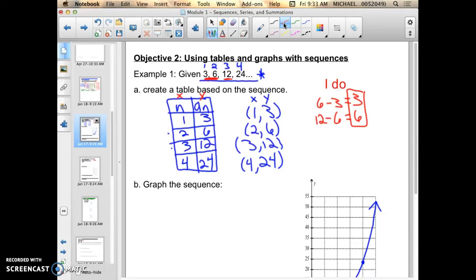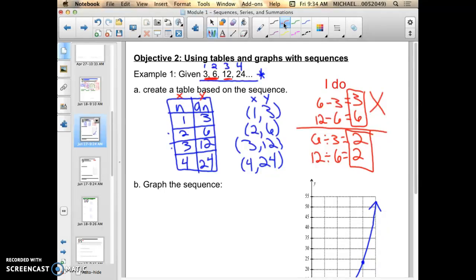So then let's try geometric. Let's try division. I'm going to do division. The second term, 6 divided by 3, is 2. Let's move on to the third term. 12 divided by the second term, 6, is 2. This is the same, meaning that it is geometric because I divided.